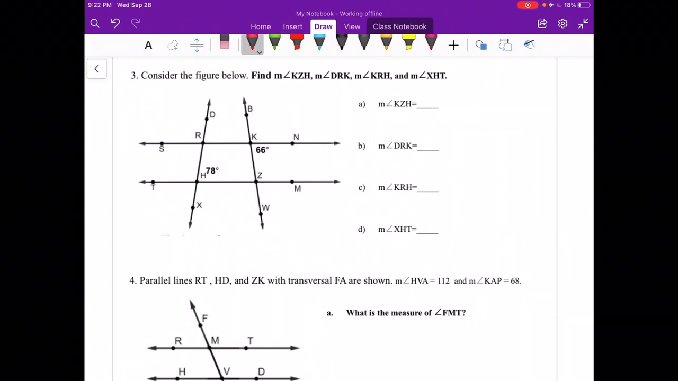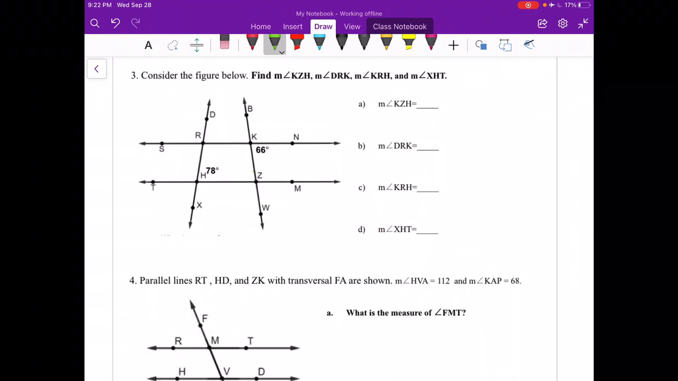For question number 3, we're finding the measure of 4 angles. We're finding the measure of angles KZH, DRK, KRH, and XHT. In order for us to do that, we're actually going to use the vocabulary that we've learned in regards to transversals. So let's first start with part A, and let's find the measure of KZH.